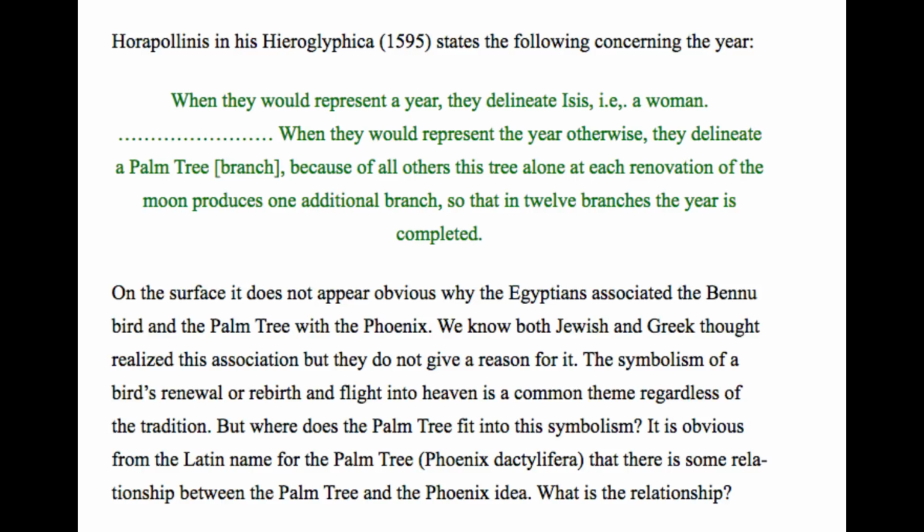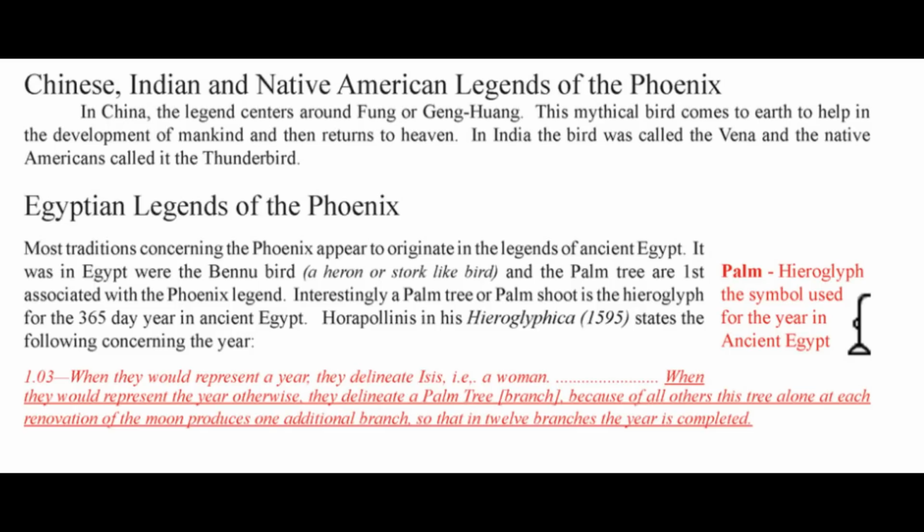Wow. On the surface, it does not appear obvious why the Egyptians associate the Bennu bird and the palm tree with the phoenix. We know both Jewish and Greek thought realized this association, but they do not give a reason for it. The symbolism of a bird's renewal or rebirth and flight into heaven is a common theme regardless of the tradition. Chinese, Indian, and Native American legends of the phoenix. In China, the legend centers around the Feng or Heng Huan. This mythical bird comes to earth to help in the development of mankind and then returns to heaven. Like an angel. We'll get into that later. In India, the bird was called the Veena, and the Native Americans called it the Thunderbird.